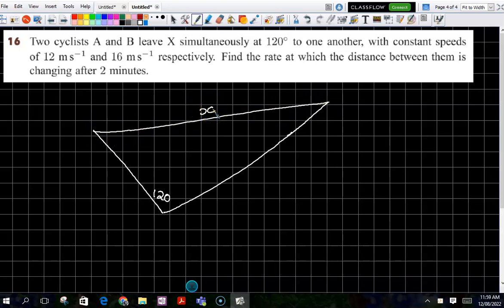oh wait, now I called that x. Oh, that's not straight, is it? A bit shonky. There we go, a little bit better.